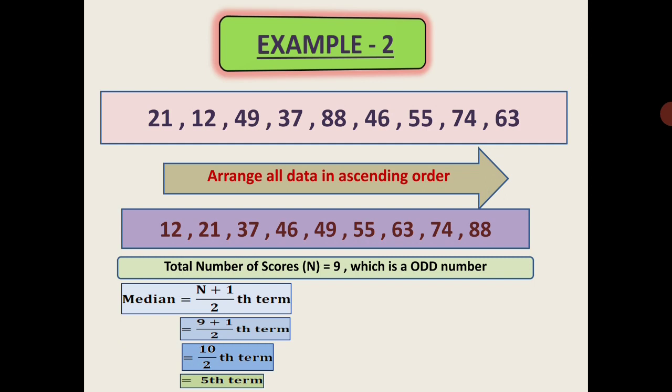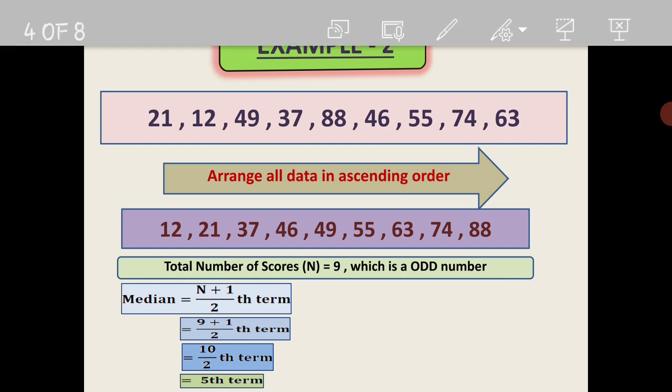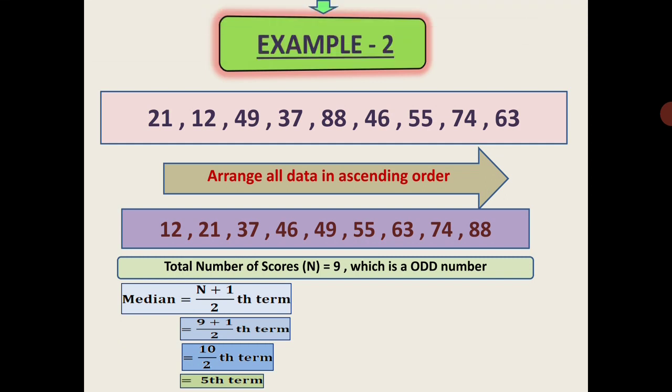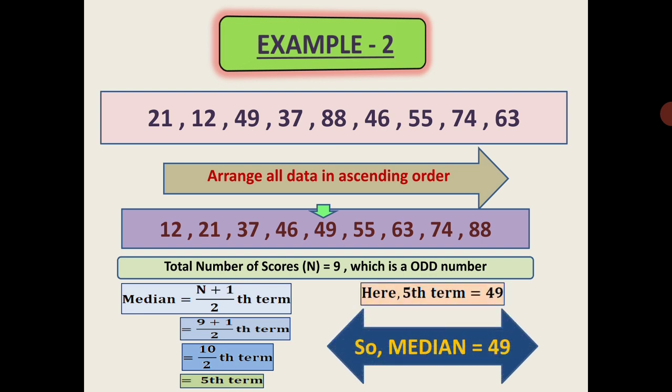Here, the total number of scores, that is n, equals 9, which is an odd number. So here median equals the (n plus 1) by 2 th term, equals (9 plus 1) by 2 th term, equals 10 by 2 th term, equals the 5th term. Here the 5th term equals 49. So median equals 49.